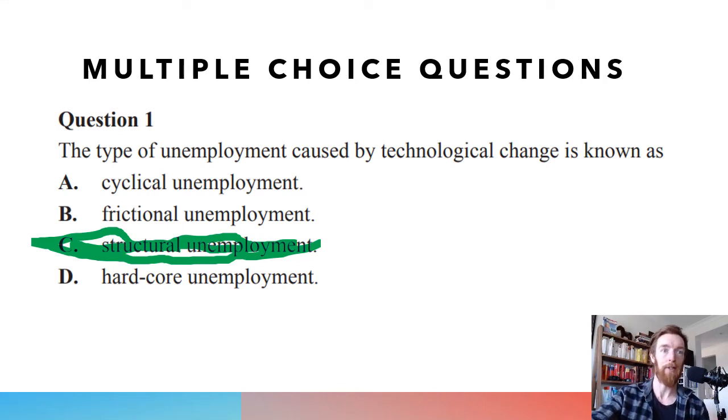Think of those self-serve checkouts replacing workers, or robots replacing workers, or businesses closing down. Well, that's not technological change. I'm just getting into what structural unemployment is.